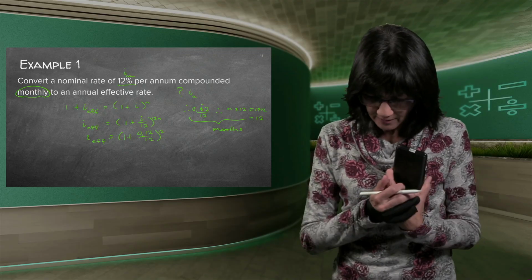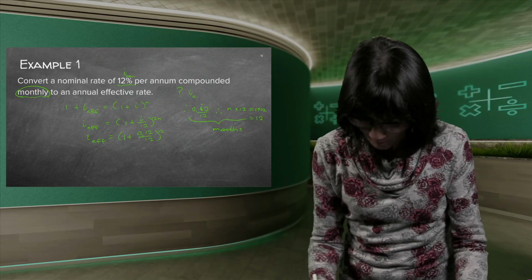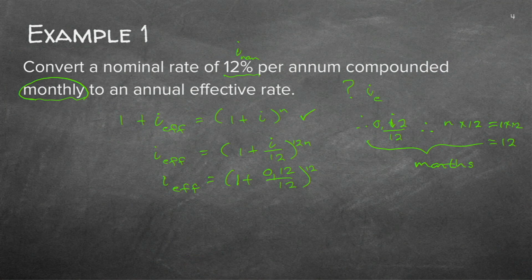So let's just check. Did I do everything right in this formula? There's my original formula. That is right. What happened to that one there? By accident, I just left it out. It's going to happen to you as well. So what do I do with that one if I want the i effective all alone? I take it to the right-hand side. Minus 1, minus 1.